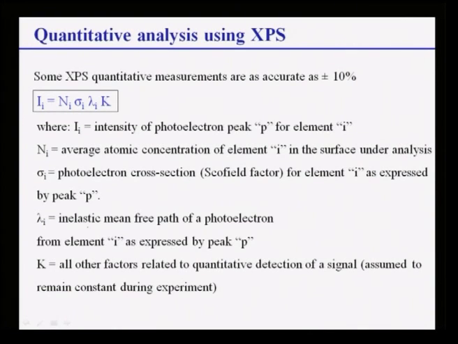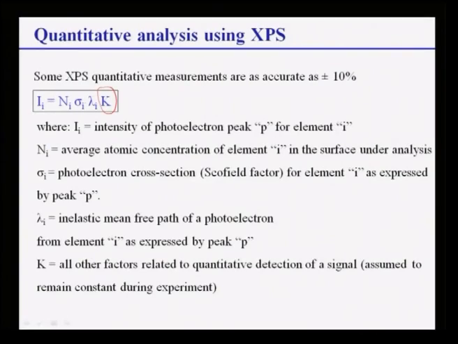You know EDS, how many other factors are dumped in. In EDX actually there are factors like atomic number difference, fluorescence, all these factors dumped into a particular parameter. Same way K has all the other factors. So basically, frankly speaking, intensity depends on the concentration of the element, the photoelectron cross section of the element, and the inelastic mean free path of the photoelectron. These three factors. K is normally constant for any experiment. So if this is measurable, and if you know these two parameters, we can calculate Ni.